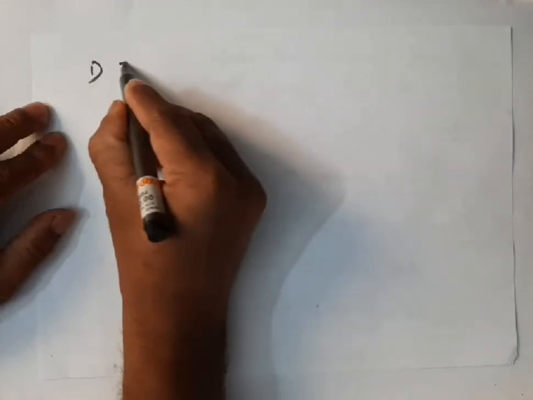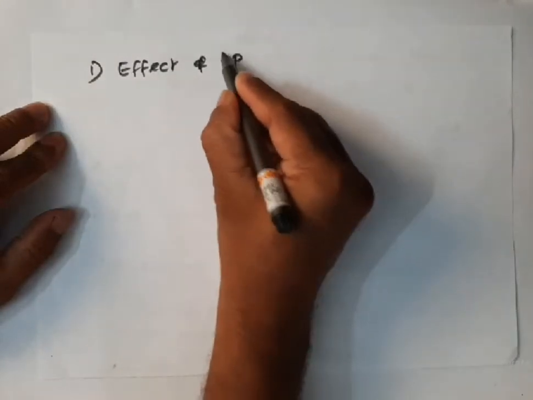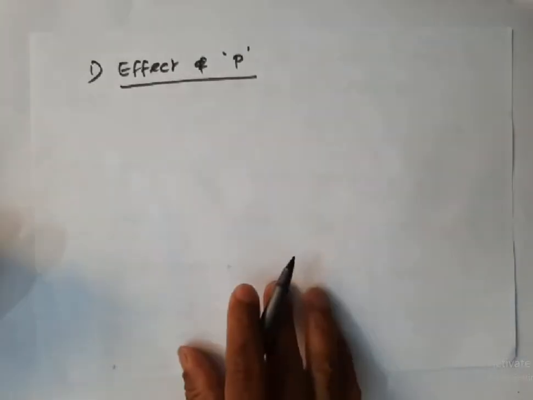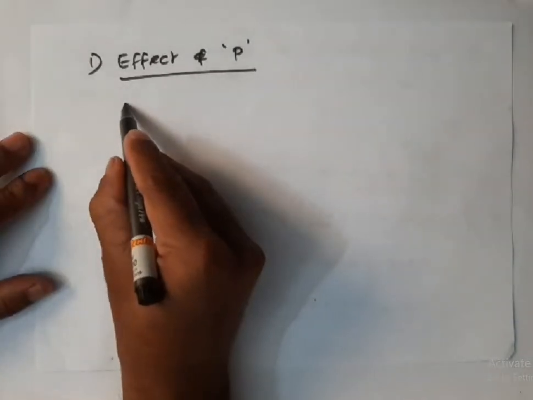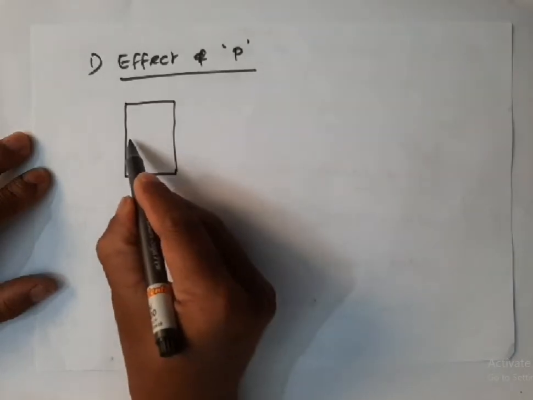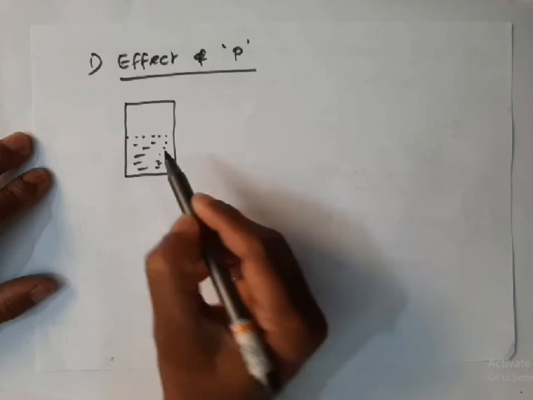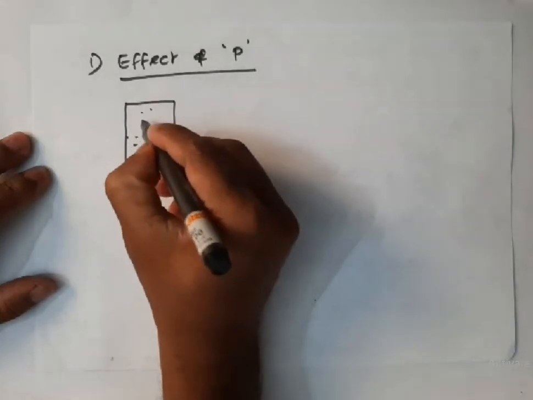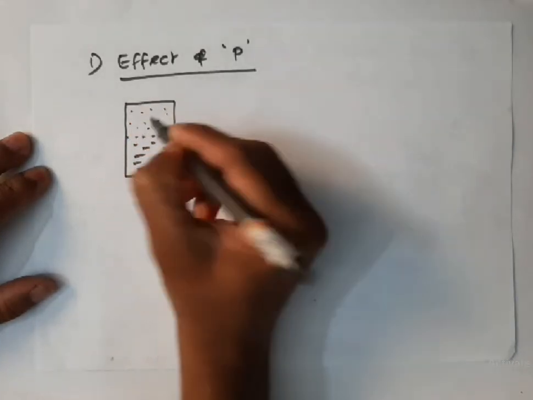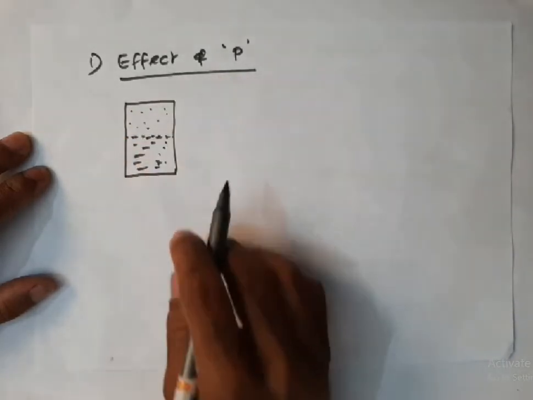Number one, effect of pressure. Okay, students, listen carefully. Suppose I take a container which contains some solution. I have some solution here. Above the solution we have vapors. This is a solution, right, and above the solution I have some vapors.